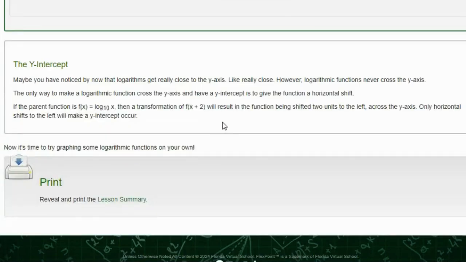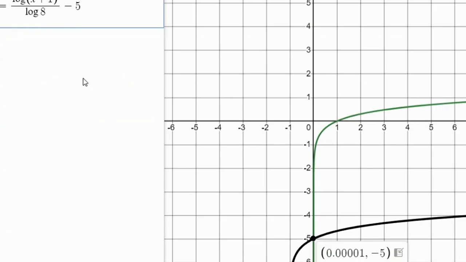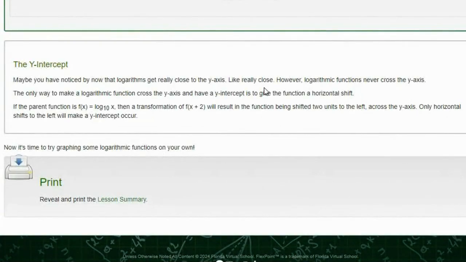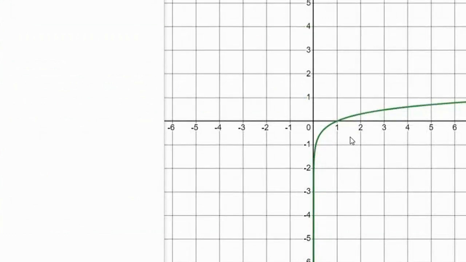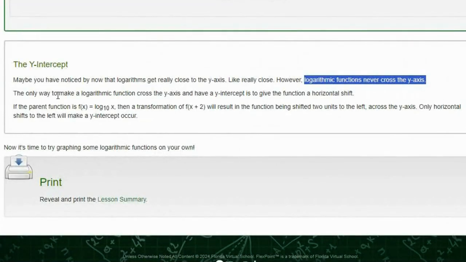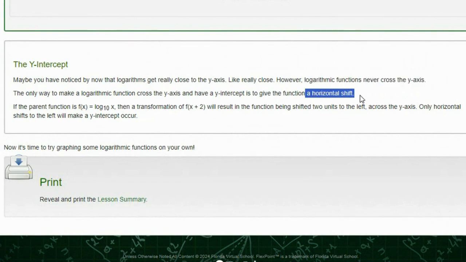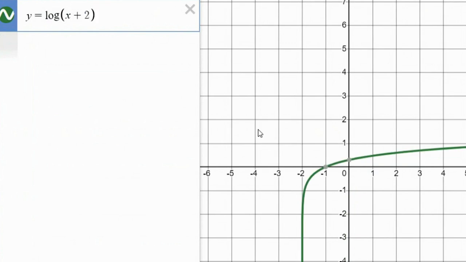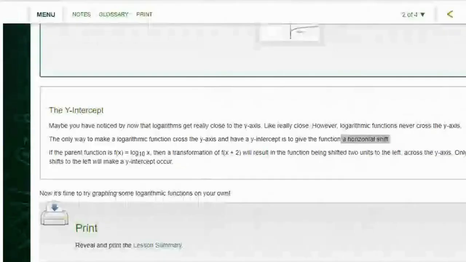That's all 5. The y-intercept, you may have noticed now, but logarithms get really close to the y-axis, right? Without the transformation, they get really, really close to the y-axis. Like really close. But they never cross the y-axis. Just the base equation. The only way to make it cross the y-axis and have a y-intercept is to give it a horizontal shift, right? And that's when we put the x in parentheses and add a number to it. A horizontal shift, now we have a y-intercept. Only with a horizontal shift.